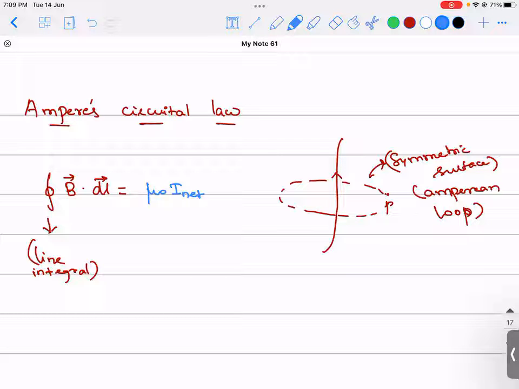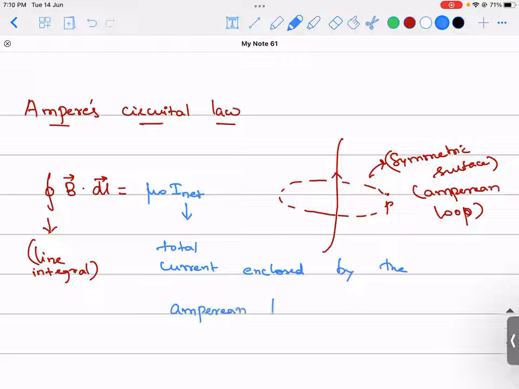So the line integral of B vector dot dl vector is equal to mu naught times I net, the total current enclosed by the Amperian loop.